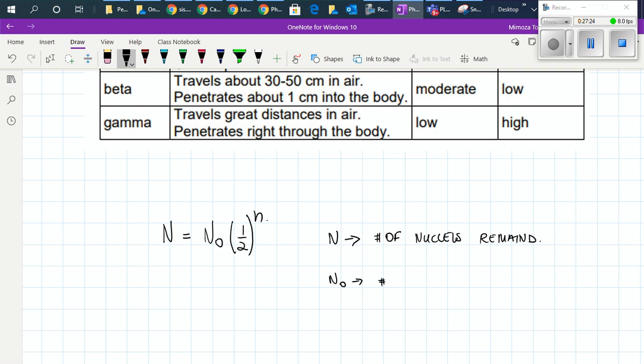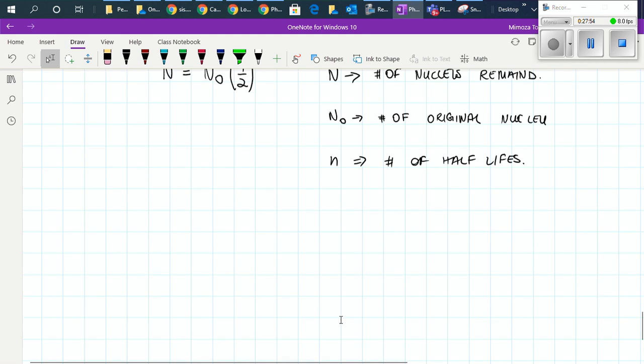N0 is the number of initial, original nuclei. And n is the number of half-lives. So it is pretty much the time that you are measuring, what is remaining over the time of the half-life, that may be given, or you may find it.